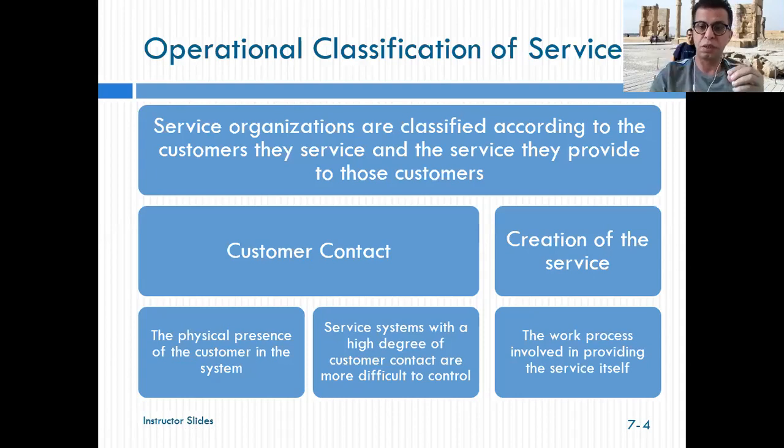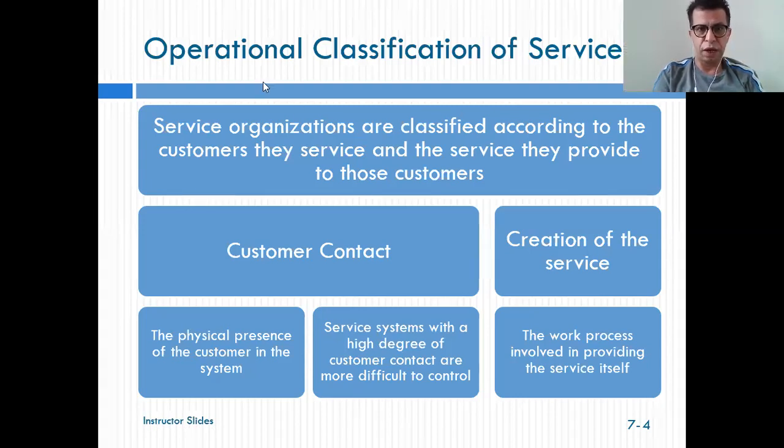So what's the process needed to provide that service? Changing the car oil when you go to Loop is different than going to a doctor to check on you, and then going to a store to get a SIM card. So these are different levels of customer contact, and different types of services and processes involved in providing the service itself. So these are the things that you need to look at.